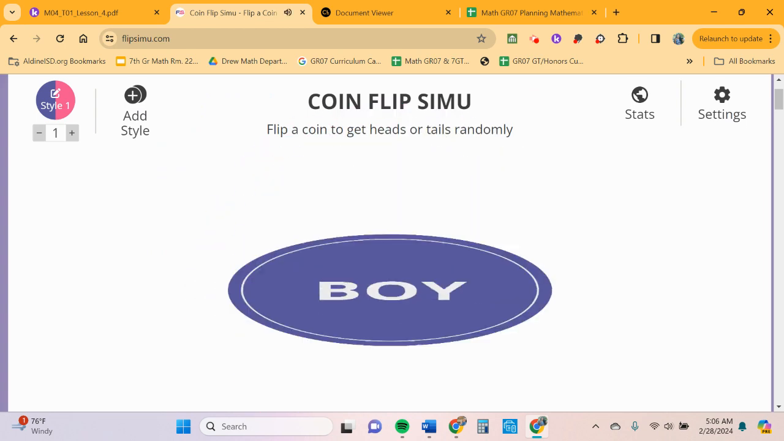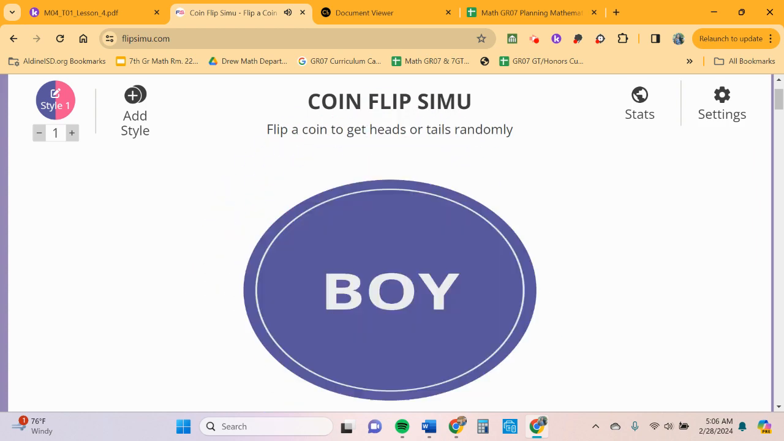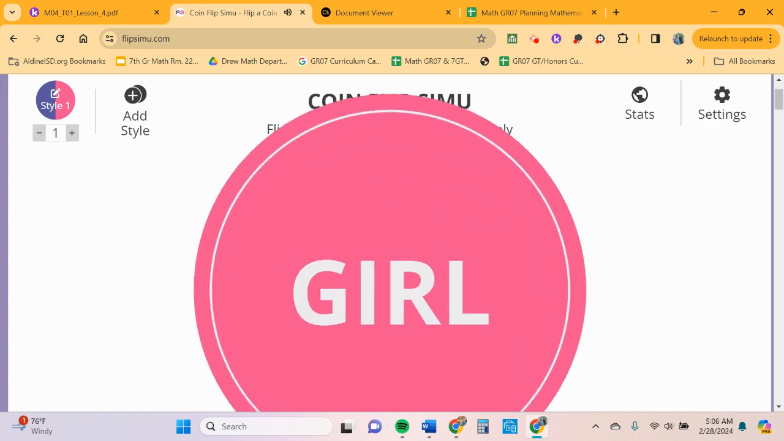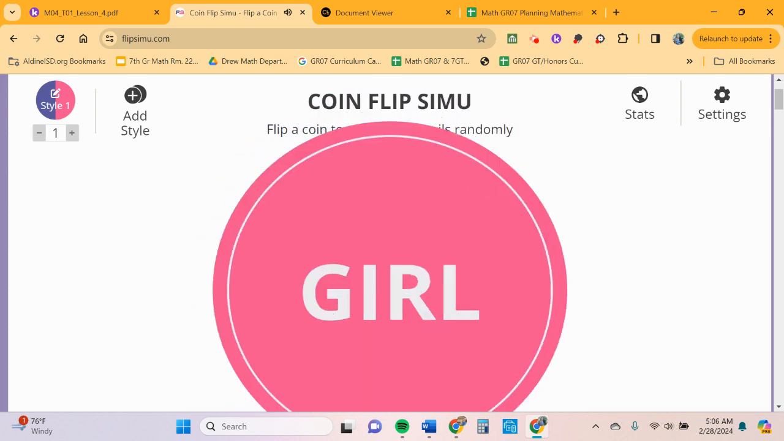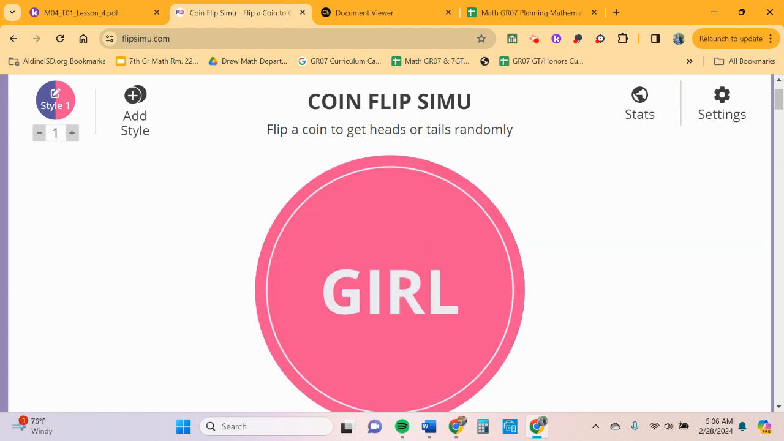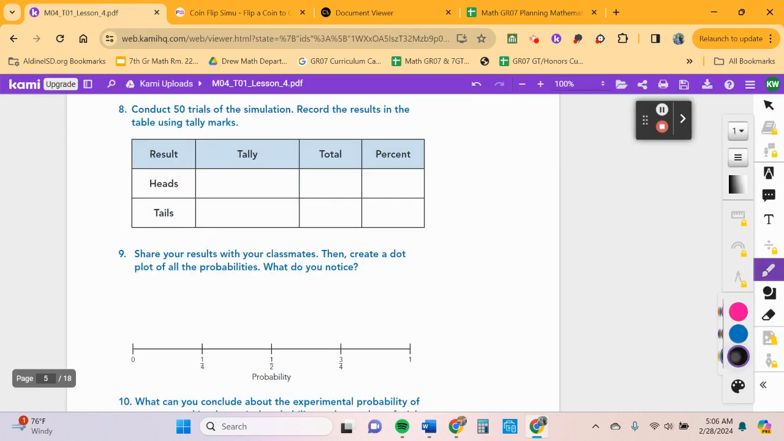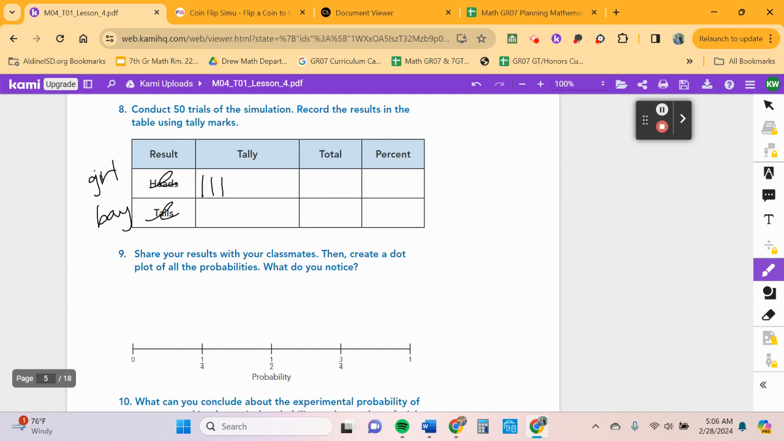So we've got girl, boy, girl, and girl. So I'm going to go ahead and tally those. We've got, oops, let me change this. Heads is girl, tails is boy. So we had 1, 2, 3 for girl and 1 for boy. Now I'm going to go ahead and continue this simulation and I will show you my results when I'm finished.